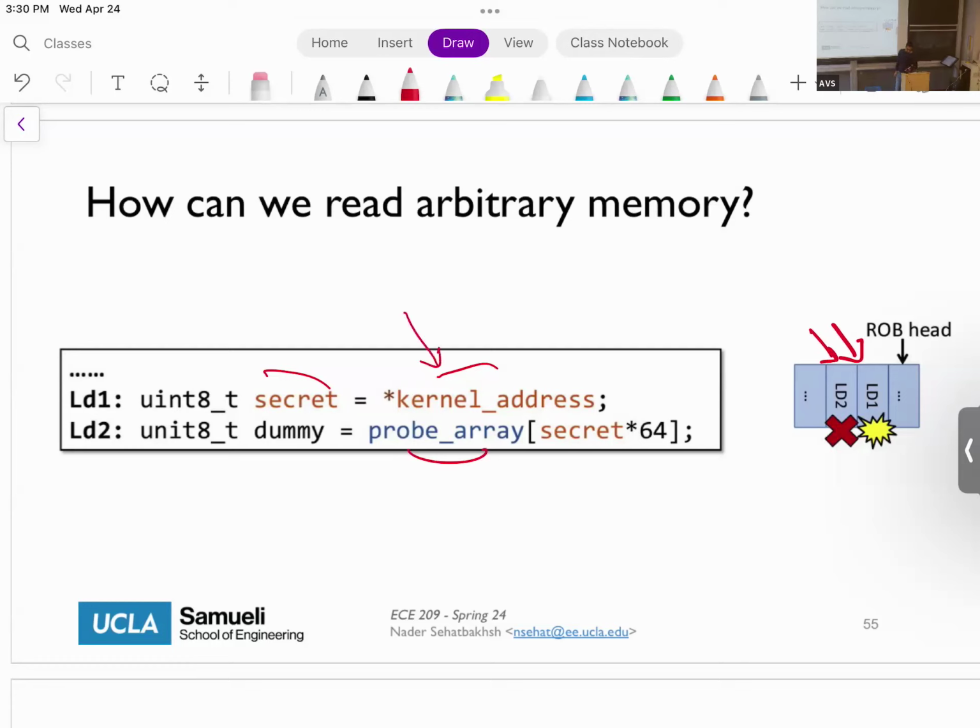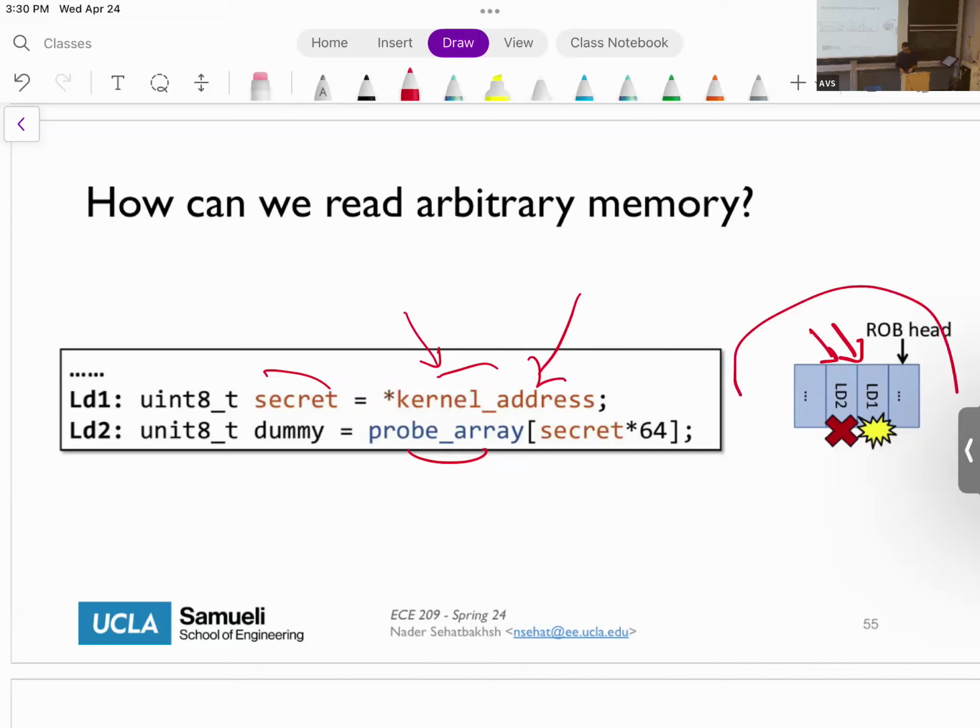Load number one is protected by isolation. If I, as an adversary process, don't have access to this address, I'm not supposed to read it, right? So this will result in core dumps or segmentation faults and all those things. This is the principle of isolation I told you about, okay? So in regular systems, if I run this, this will be blocked and everything is fine, okay? But now let's see how transient execution attacks can make this possible, okay?